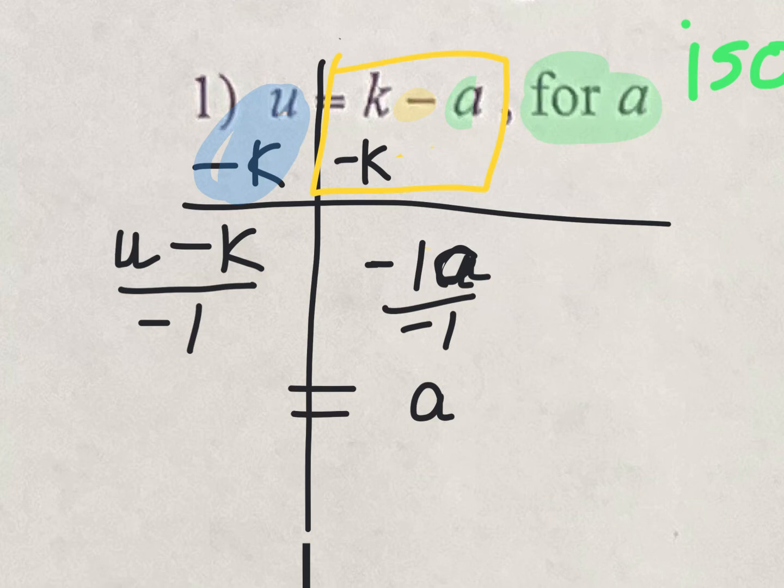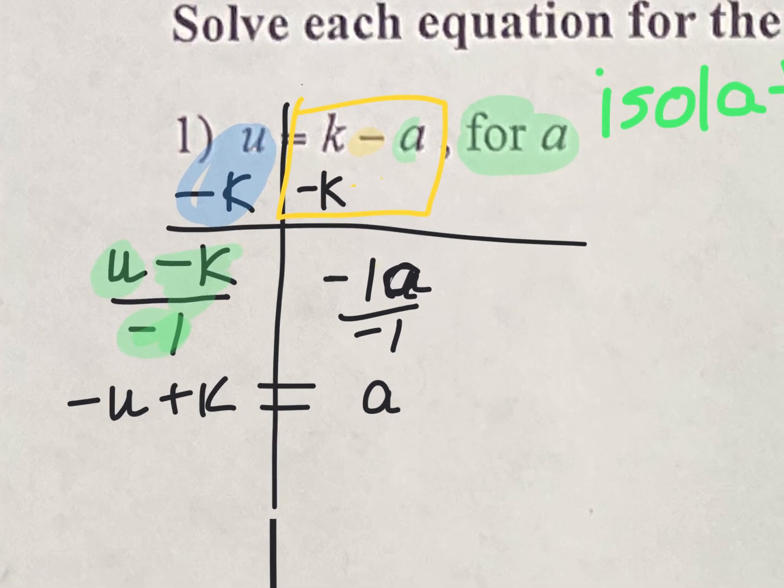And over here on the left-hand side, U divided by negative 1, all that's going to do is flip the sign. So now it's just going to be a negative U. And then on this side, negative K divided by negative 1, that's just going to flip the sign. So it's going to be a positive, correct, a plus K. And this, friends, is actually your answer.